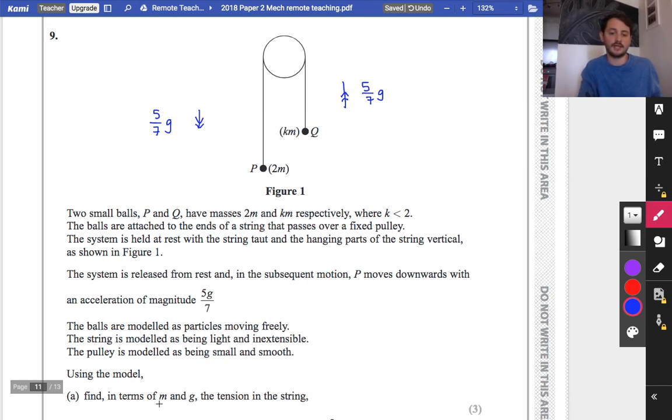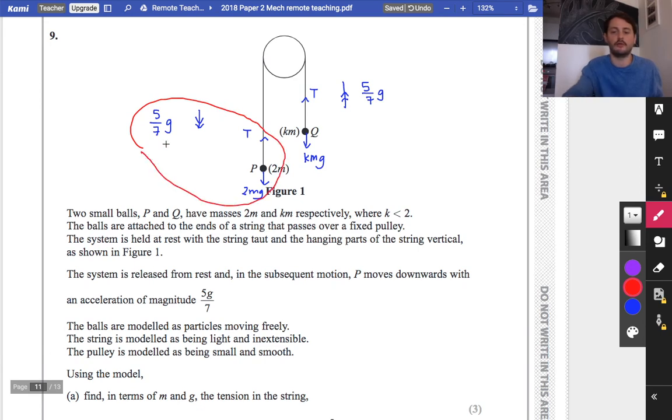Using the model, find, in terms of m and g, so they're going to still be in your answer, the tension in the string. Well, let's go to our diagram and add on some forces. First of all, this one has a mass of 2m, so it's going to have a weight of 2mg. And it feels like there is tension pulling it upwards, if you imagine being that particle. Particle Q has a mass of km, so a weight of kmg, and it feels like the tension is pulling it upwards. Now if you look at these two different scenarios, for this one I don't know T or k, so it's probably not going to be as useful to us as this one here. So I'm just going to concentrate on this one for part A of the question.